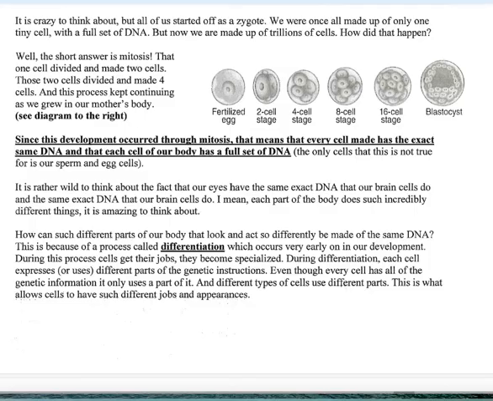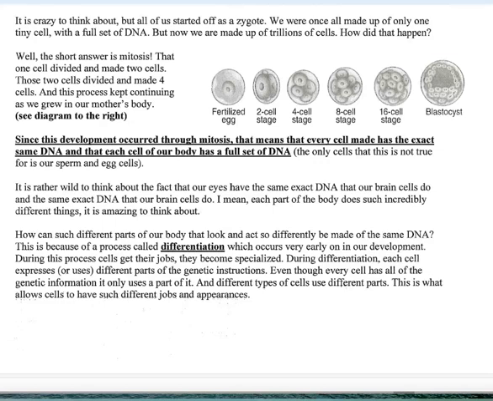It is crazy to think about it, but all of us started off as a zygote. We were once all made up of only one tiny cell with a full set of DNA, but now we are made up of trillions of cells. So how did that happen? Well, the short answer is mitosis. That one cell divided and made 2 cells, and then those 2 cells divided and made 4 cells, and then those 4 cells divided and made 8 cells, and so on and so forth. And this process kept going as we grew in our mom's body.